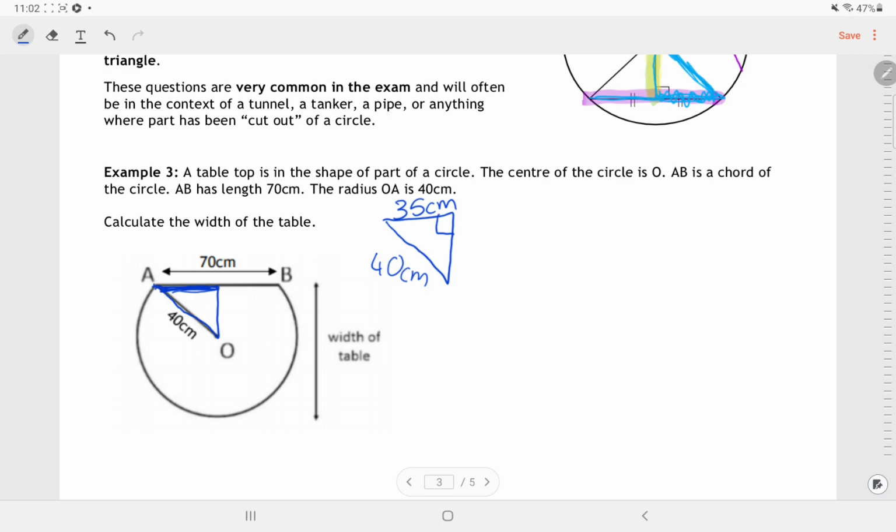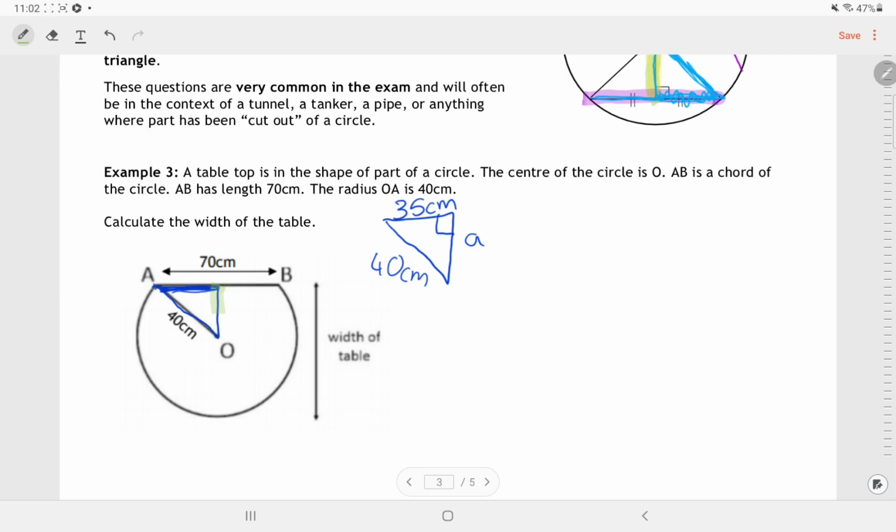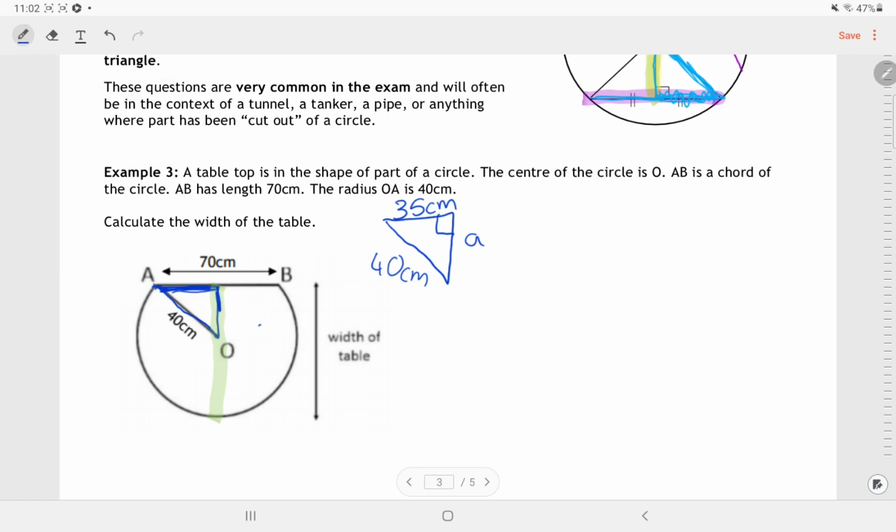And my first task is going to be to find the value of side a, or one of the smaller sides, in the right-angled triangle. The reason for this is that I need to find the height of the width of the table, which is that line here. That is comprised of this line, which is part of the triangle, and then that line there from the centre to the circumference. That line, remember, is 40 centimetres, as that's also a radius of the circle.